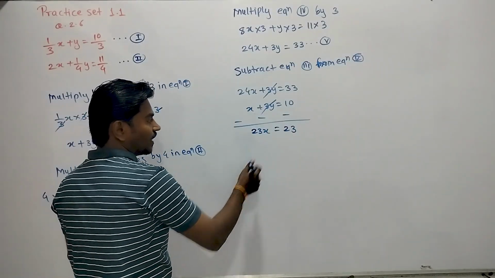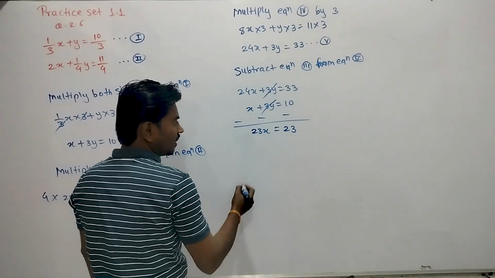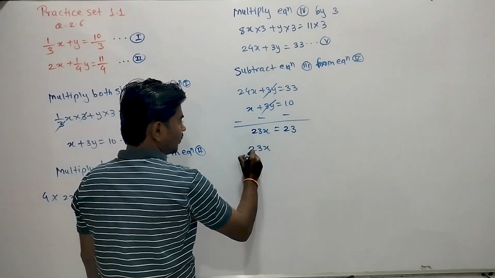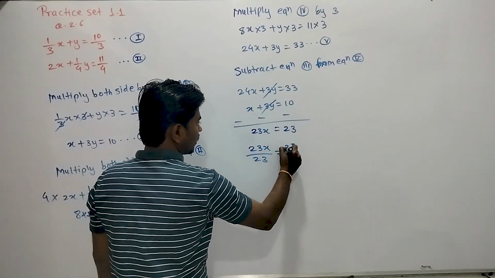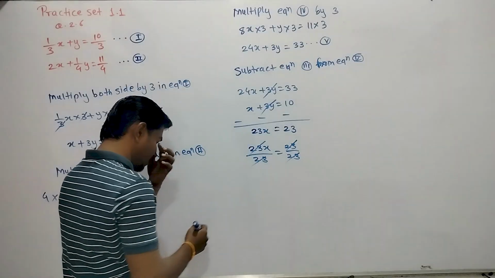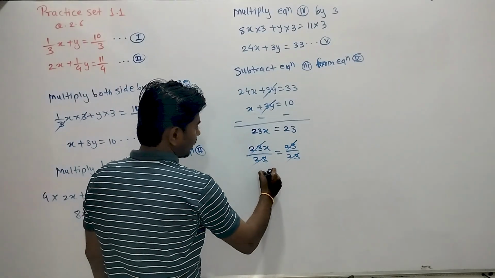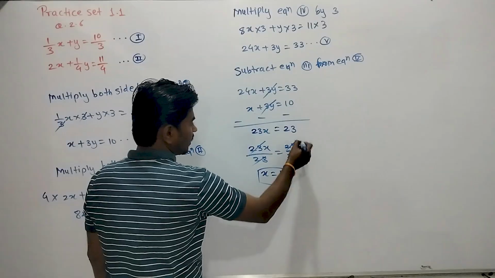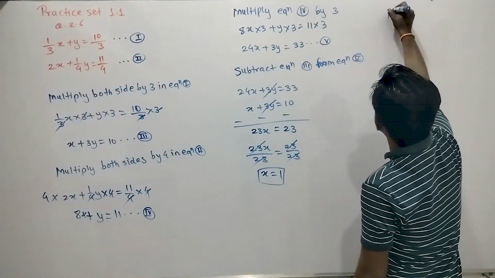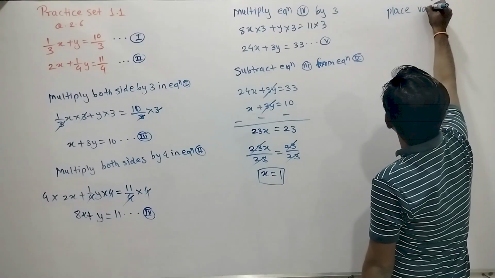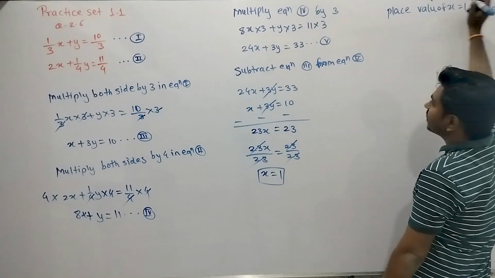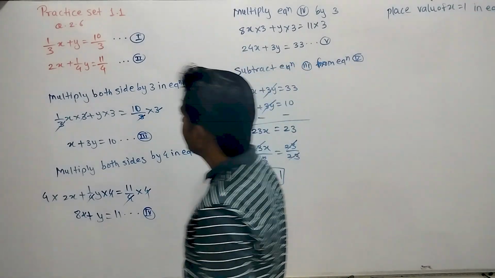So for next step we are going to divide both sides by 23. You don't need to write that. We can directly divide both sides by 23 is equal to 23 upon 23. Here both sides are cancelled. Both sides 23 will be cancelled and x will remain 1 because here 23x was 23. Now let's place this value. Place value of x is equal to 1 in equation.